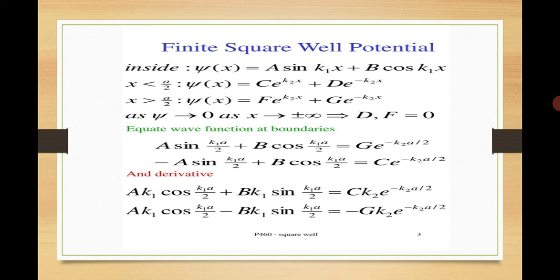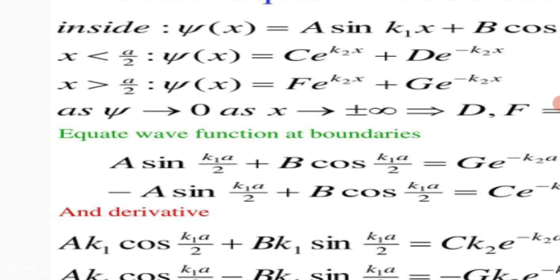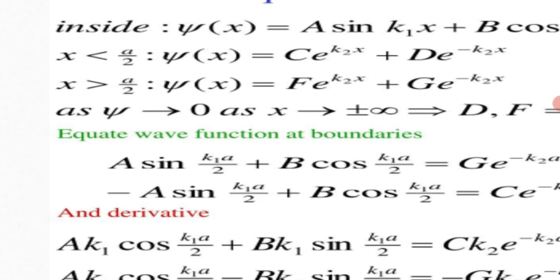Now, the finite square well potential. Here there is a particle inside the square well, so the wave function is present there. Its solution is A sin kx and B cos kx. If we apply the boundary conditions for x less than a by 2 and x greater than a by 2, we get the values of the wave function, that is, the solution for the wave function.